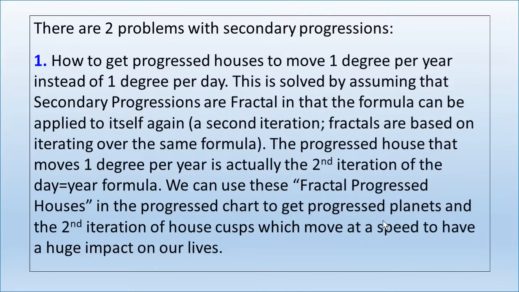If something's moving 1 degree a day, it's only going to affect you for a day or two. But moving 1 degree a year, it's powerful. It's moving about the same speed as the progressed sun. Powerful, so it makes sense to do a secondary progressed chart with the fractal progressed houses. So all you do is just select fractal progressed houses and you have it. So that, at least theoretically, is beautiful.